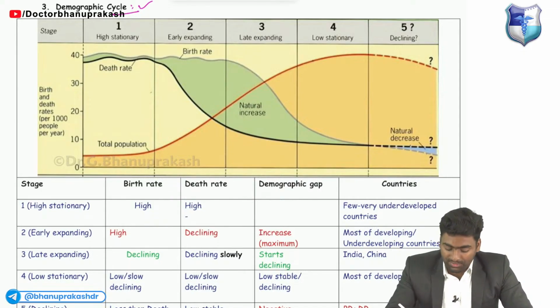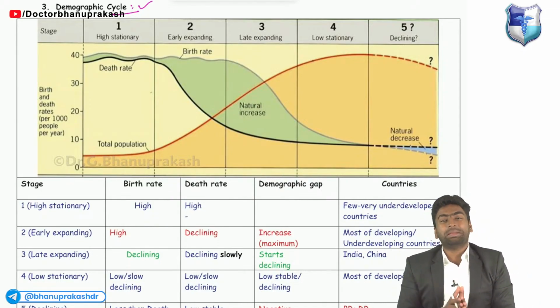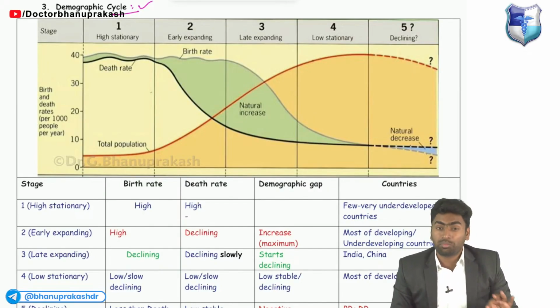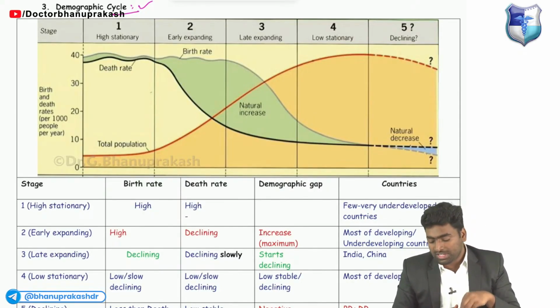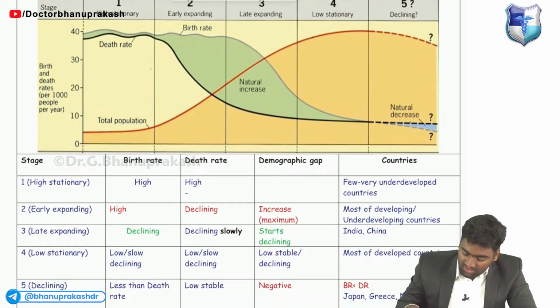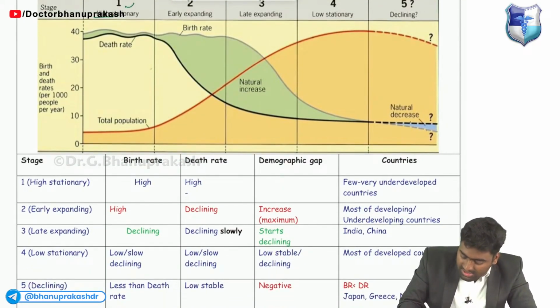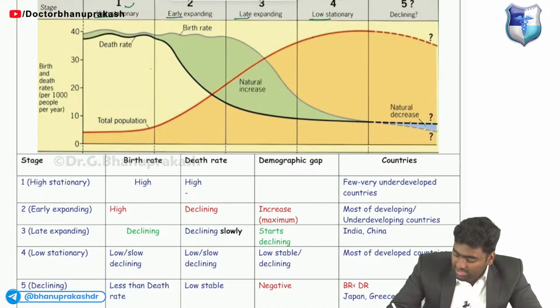The demographic cycle, if you see, they love it. They keep on asking about this demographic cycle in all examinations, irrespective of NEET PG, INI-CET and FMGE. It is present in most of the examinations, so you should know this demographic cycle in and out. Okay, if you see, initially it is known as the high stationary phase, and there is early expanding, followed by late expanding, and low stationary and declining.